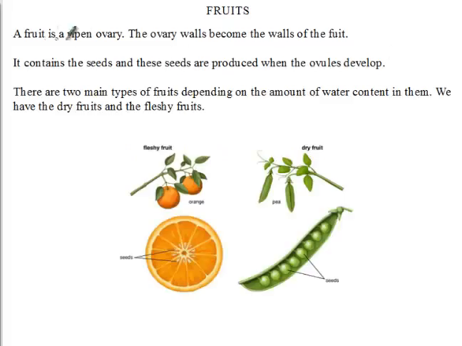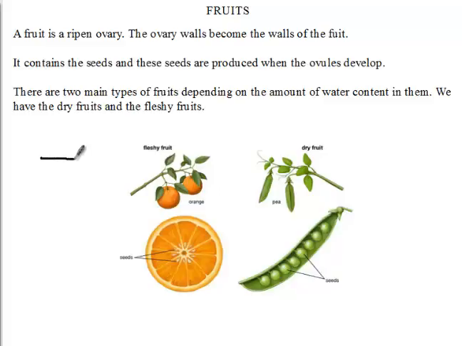Now, after fertilization, this is what happens. A fruit is a ripened ovary. This fruit is formed after fertilization. The ovary becomes the fruit. The ovary walls become the walls of the fruit.